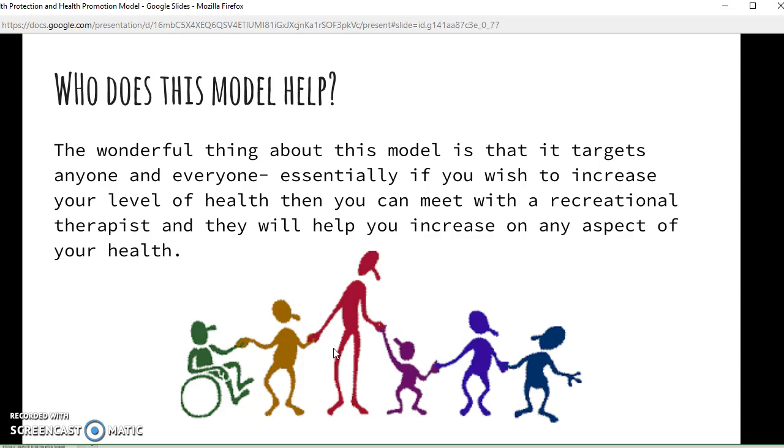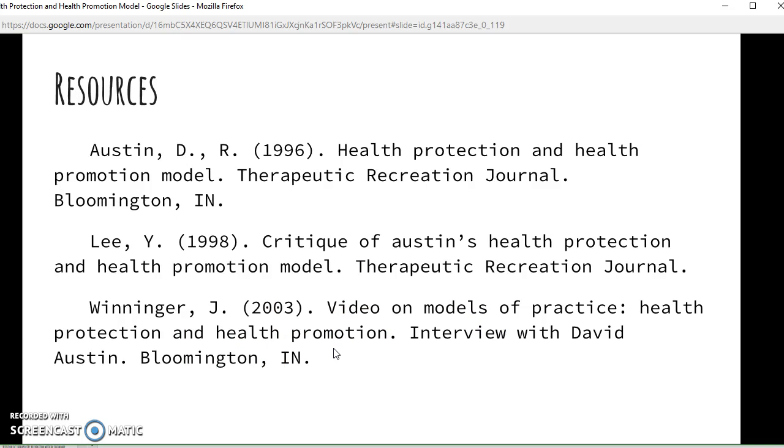And then who does this model help? So the wonderful thing about this model is that it does target anyone and everyone. So essentially, if you wish to increase your level of health, then you can meet with a recreational therapist and they will help you increase on any aspect of your health. And so this isn't limited to only people with physical limitations or mental limitations. It really is anything that you want to increase your health on. This model will help.